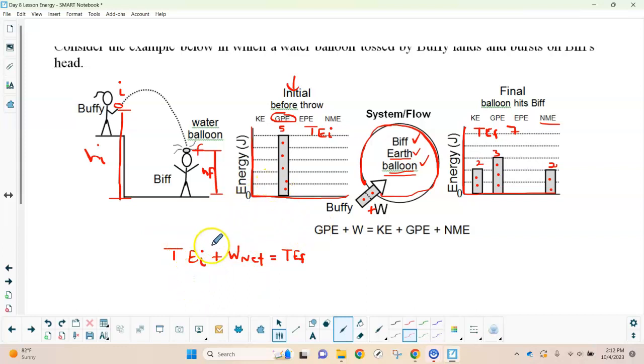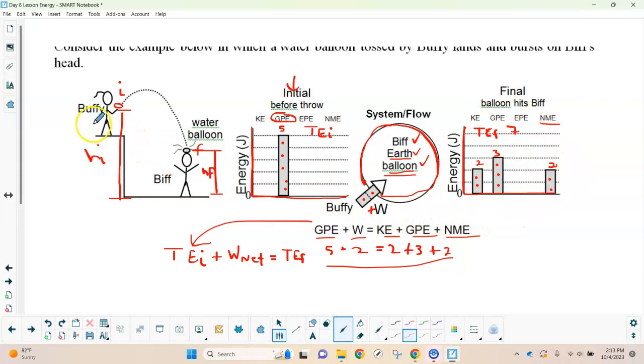So again, our total energy in the beginning is all gravitational. So that's that. Our work is from Buffy. We have our kinetic energy, our gravitational potential energy, and then the non-mechanical energy. Now if we do it, we have 5 plus 2 would equal 2 plus 3 plus 2. One of the ways that I've heard this expressed is that however many bars you have in the beginning, plus whatever bars go in or out, should equal the bars that you have at the end.